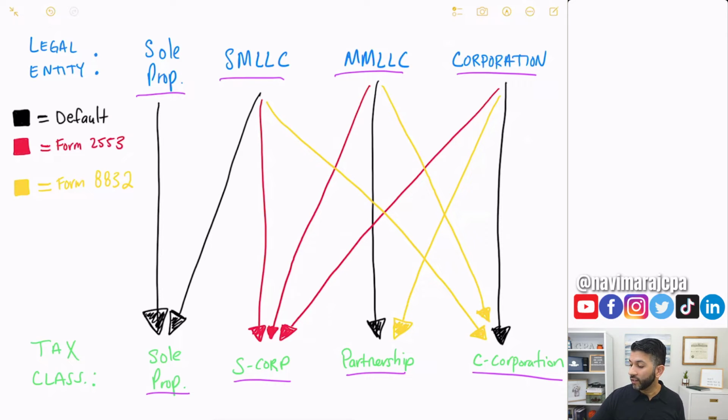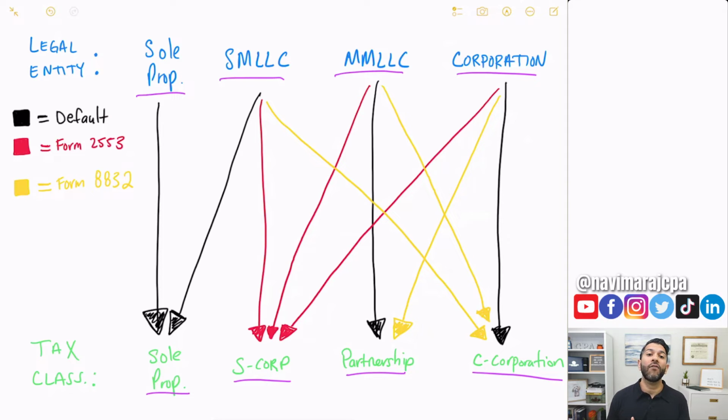The single member LLC is by default taxed as a sole proprietorship. So if you form that single member LLC with the state, and there's only one member, perhaps that's yourself, then you're going to be taxed as a sole prop. If you form a multi-member LLC, that means you went into business with yourself and someone else, then by default, it will be taxed as a partnership, okay? And if you filed a corporation at your state level, then by default, it will be taxed as a C corporation, okay? But you can change that. You can make a tax election. All right.